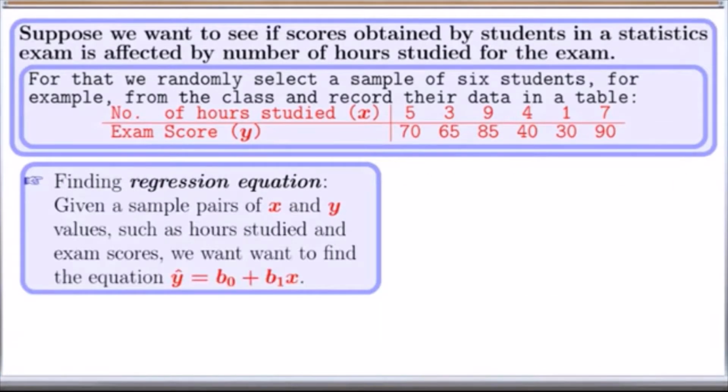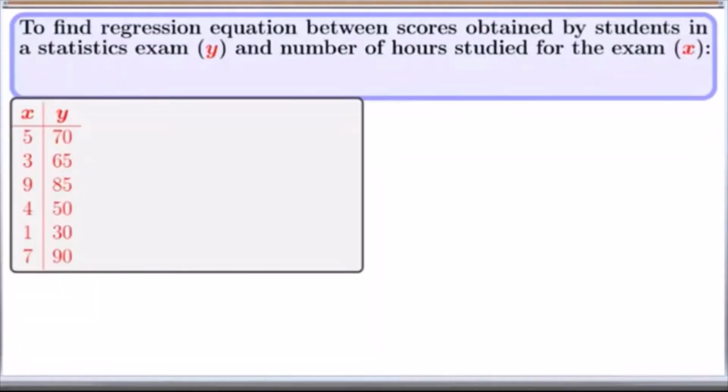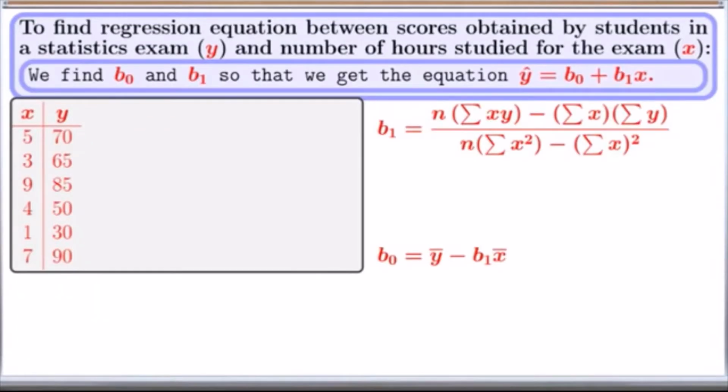Given a sample pairs of x and y values, such as hours studied and exam scores, we want to find the regression equation. This involves finding b0 and b1. Now I will show you how to find b0 and b1 using formula, Excel, and TI calculator. So this is the data we have. First, let me show you how to find B1 and B0 using formula. So this one and this one are the formulas to find B1 and B0.